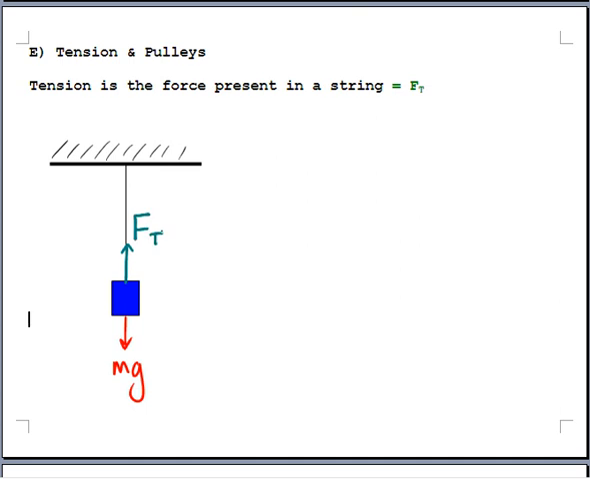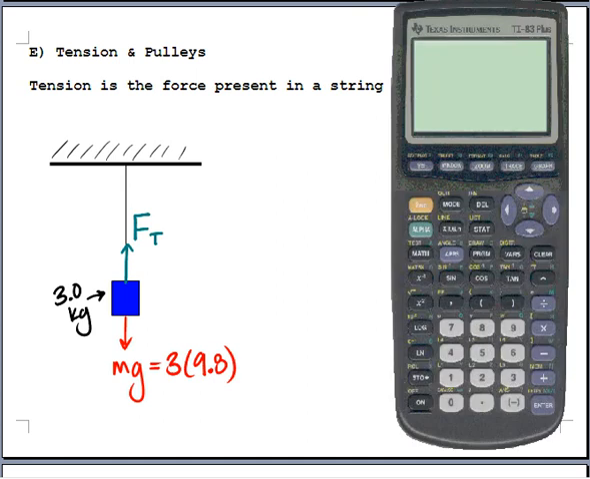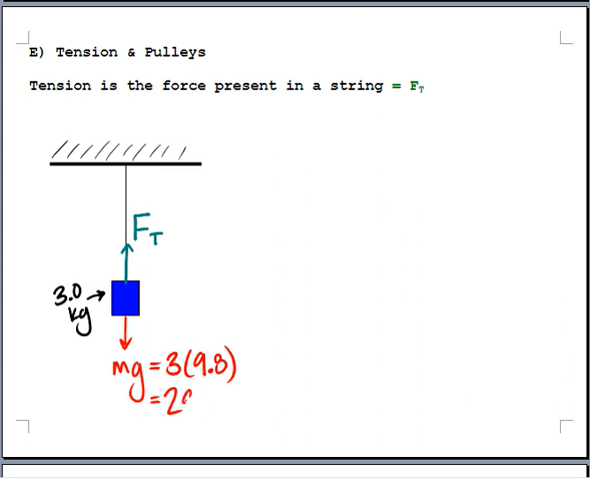And if that object is simply just dangling there, I bet you can guess what's true of those two forces if we compare them to each other. They would be exactly the same. Now, tension and pulley questions are not going to look like this all the time because that would be boring. Let's make this thing 3 kilograms, just for fun. Then we'd say, okay, that's 3 times 9.8. We'd grab our calculator and say, yeah, that is 29.4 newtons of gravitational force. And since that object is not accelerating anywhere, the tension force has to be the same, 29.4 newtons.